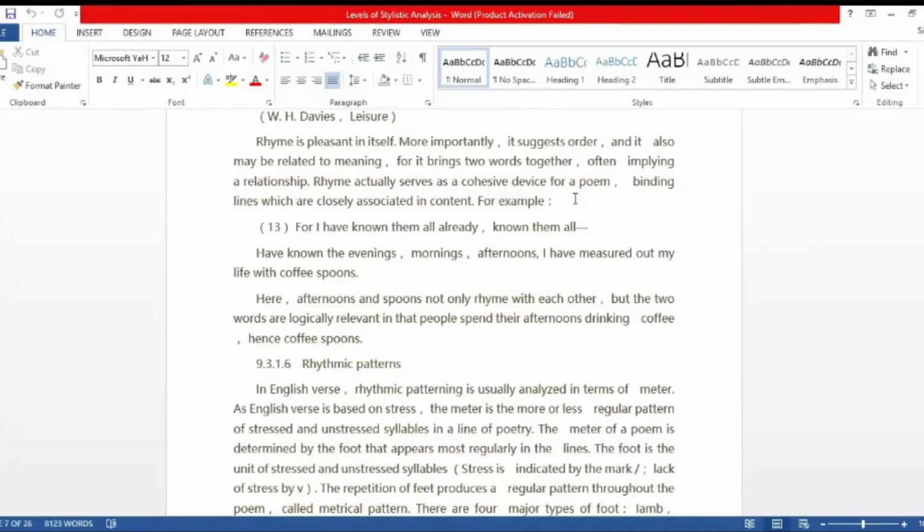जैसे मैंने कहा कि एक ही rhyme scheme है, जैसे FF है, तो maybe one idea is presented and that will cohere. Those two lines will cohere together phonologically in the rhyme scheme, but also pertaining to the idea, binding lines which are closely associated in content as well. अब अगर आप इस example को देख लें, I have known the evenings, mornings, afternoons. The next line is, I have measured out my life with coffee spoons.